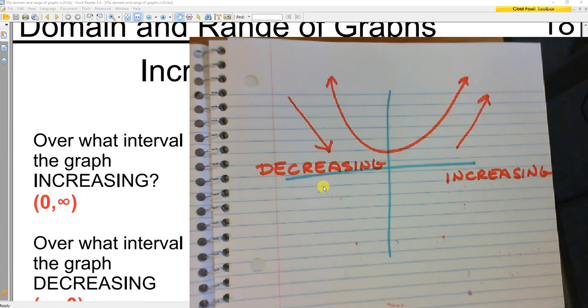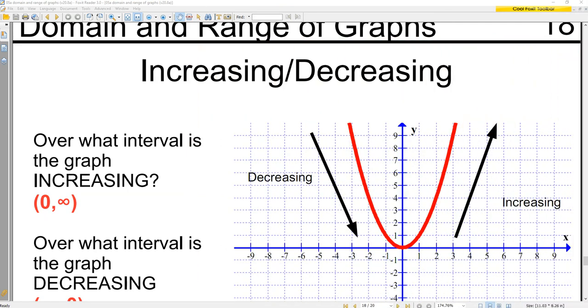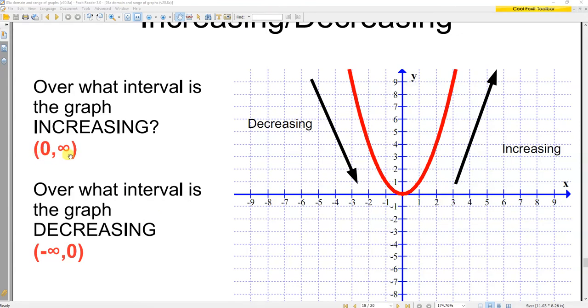And when I look at a graph or a piece of a graph, I should be able to determine if it's increasing or decreasing. So over what interval is this graph increasing? Well, it's increasing right here between 0 to infinity. And where is this graph decreasing? It's decreasing between negative infinity and 0. Increasing from 0 to infinity, decreasing from negative infinity to 0. What's it actually doing at 0? At 0, it's not increasing or decreasing. It's just at 0.